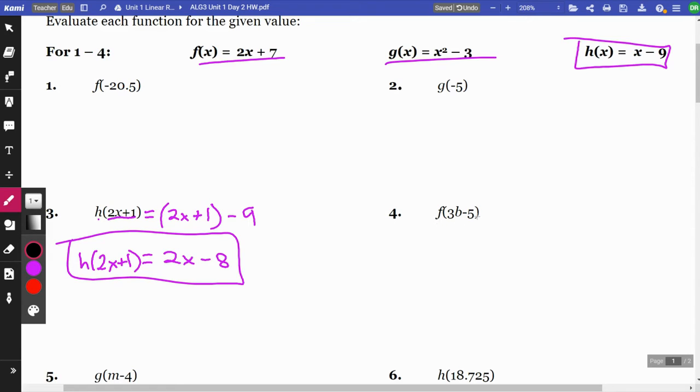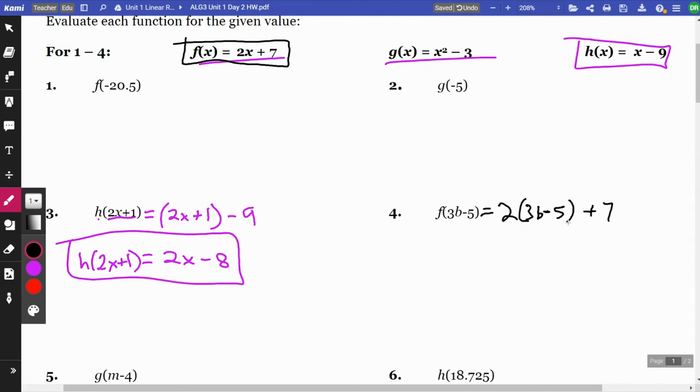of 3b minus 5. So you look at the f function. Now that's this guy. That's the one we care about. And we're just rewriting that function, but instead of x, we're plugging in what is being asked to plug in, 3b minus 5. So we would say 2x plus 7, 2x, but instead of x, 3b minus 5, and then plus 7.